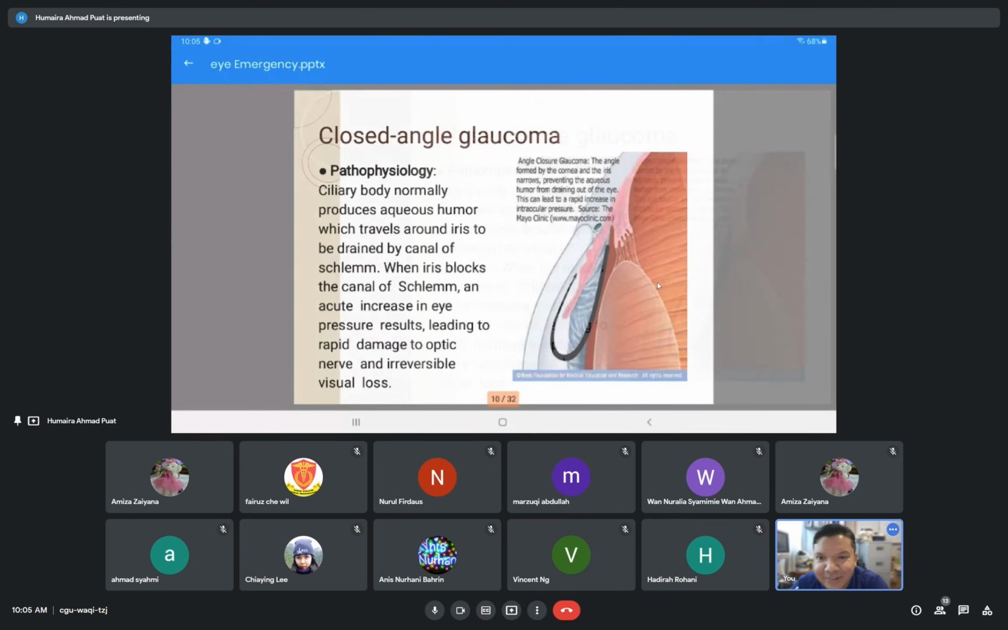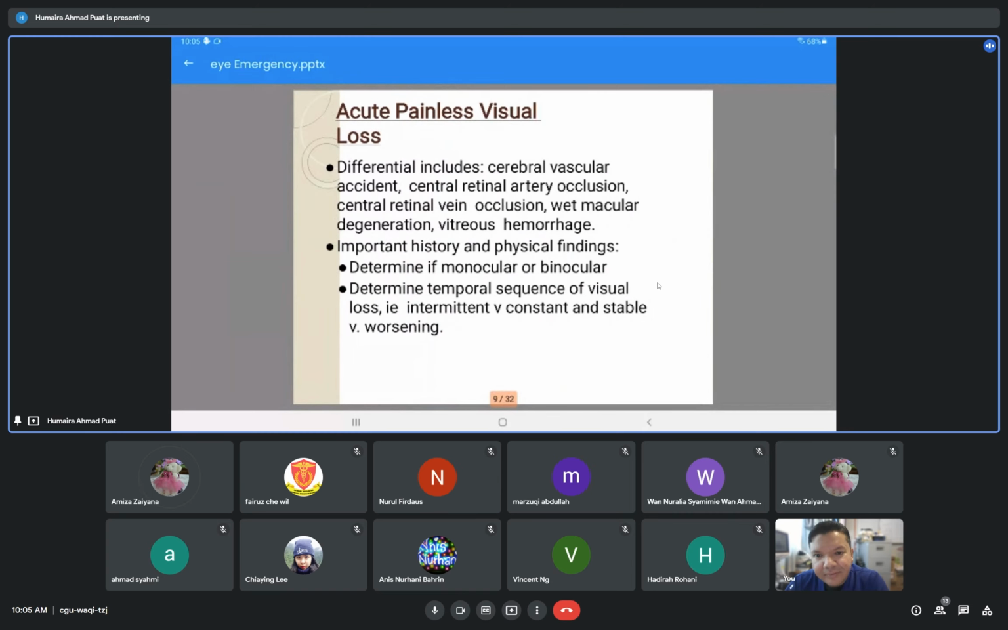Painless visual loss. Acute painless visual loss. Differentials include cerebral vascular accident, central retinal artery occlusion, central retinal vein occlusion, wet macular degeneration, vitreous hemorrhage. Important history and physical finding have to determine whether it's monocular or binocular, and determine temporal sequence of the visual loss, whether it's intermittent, constant and unstable, or worsening.